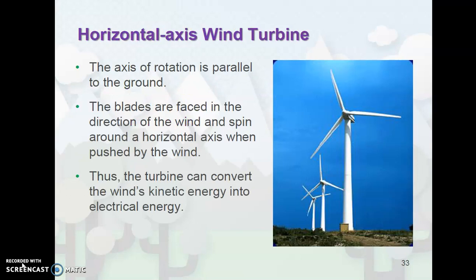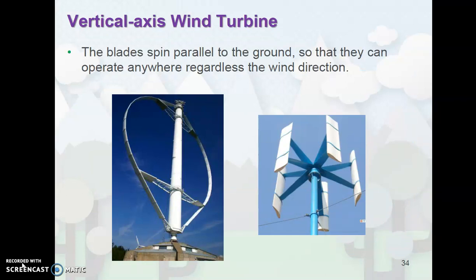This is an example of the horizontal axis wind turbine. The axis of rotation is parallel to the ground. The blades face the direction of the wind and spin around a horizontal axis when pushed by the wind. Thus, the turbine can convert the wind's kinetic energy into electrical energy. Vertical axis wind turbine: the blades spin perpendicular to the ground so that they can operate regardless of the wind direction.